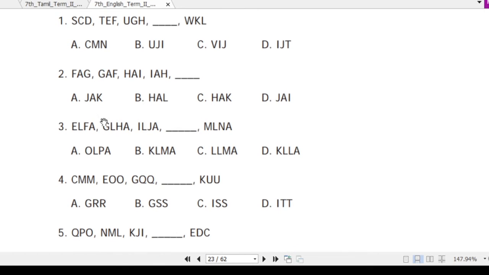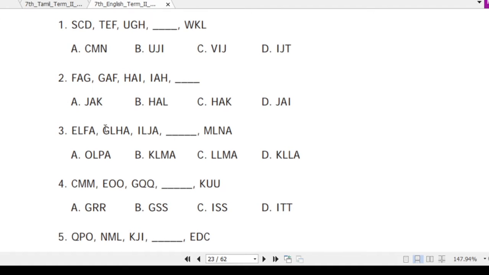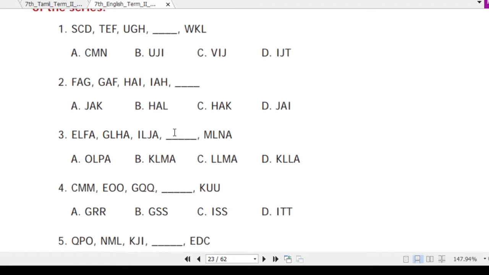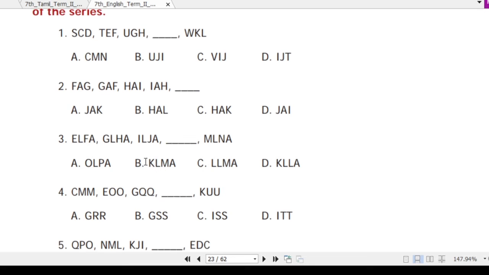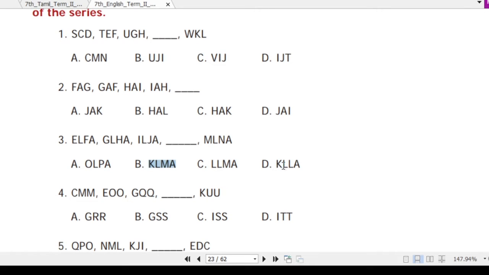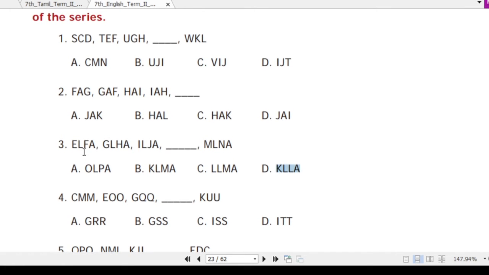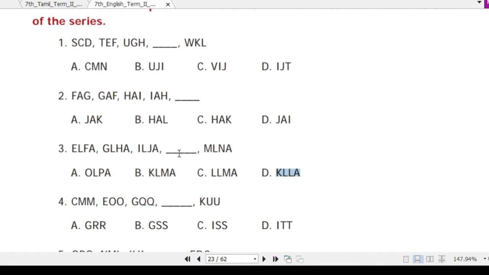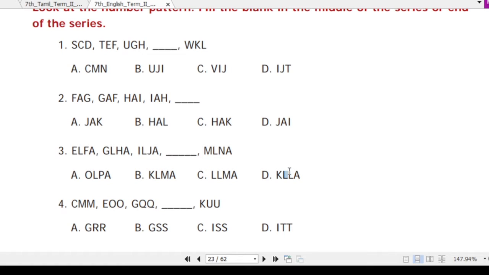Then E F C. You tell the pattern E F G H I J K. K L. K L M. So K is the answer. Here one K is there. Here also one K is there. Which one will come? K. You see the second letter L also. So here KL is there. Here also KL is there.